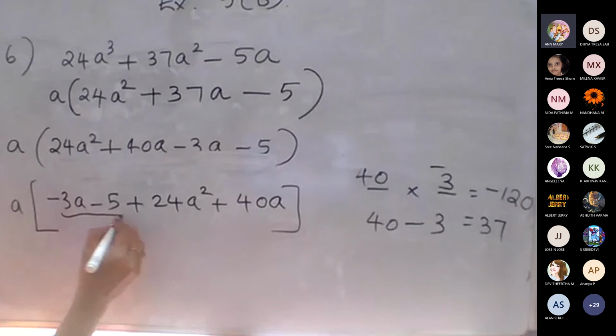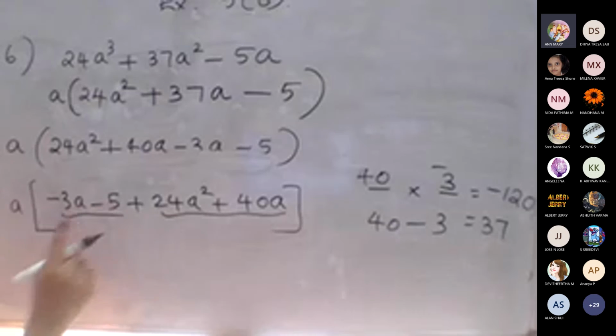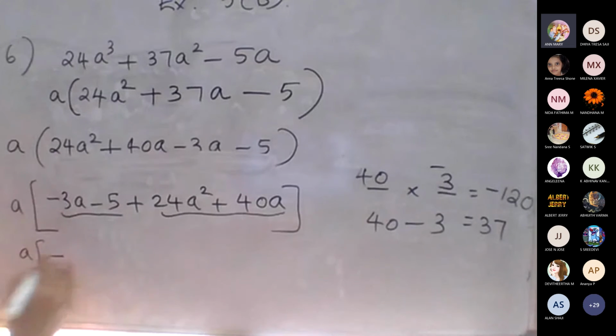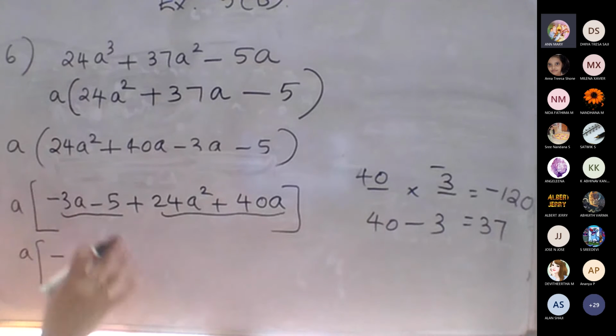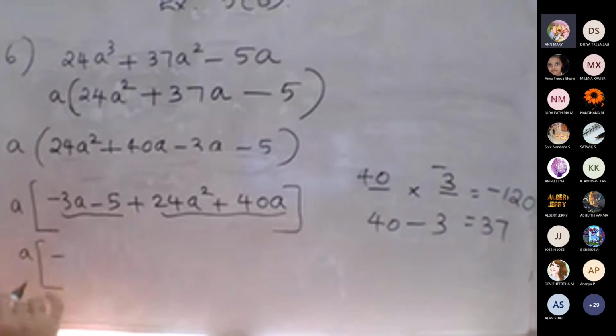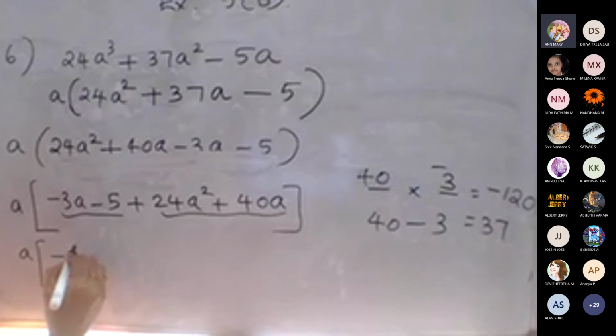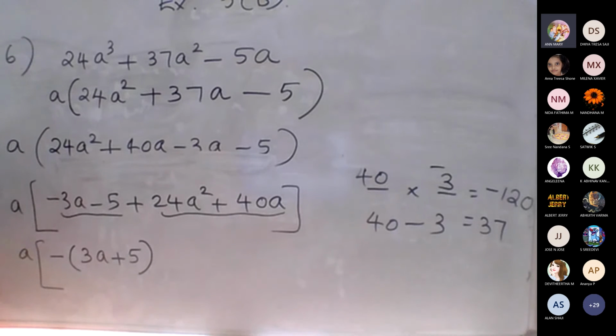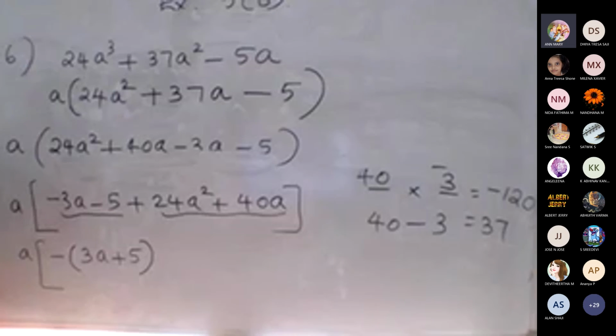Then from these two and these two we have to take common. From these two, which one can we take common? Only a negative sign we can take. We can't take 3, we can't take 5, we can't take A. Only negative is common for both 3A and 5. So if we take negative common, the balance will be 3A plus 5. Is it okay or not? Yes, ma'am. Ma'am, how did plus 5 come?